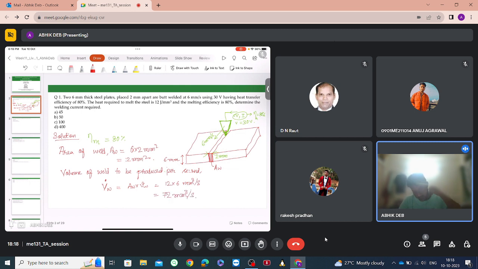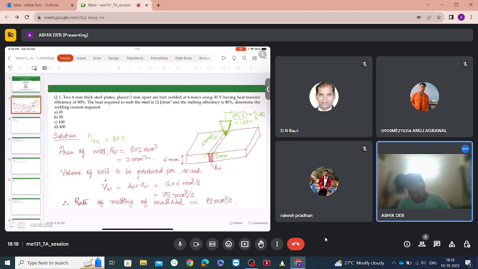So the rate at which the material is to be melted is this. Therefore, the rate of melting of material is equal to 72 millimeter cube per second.